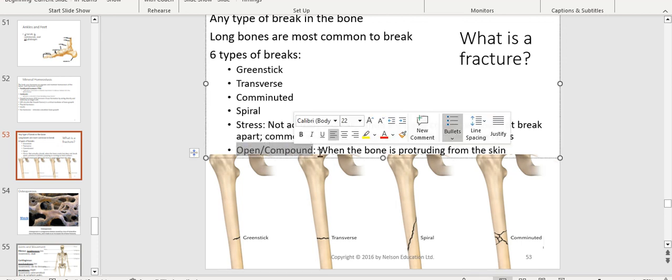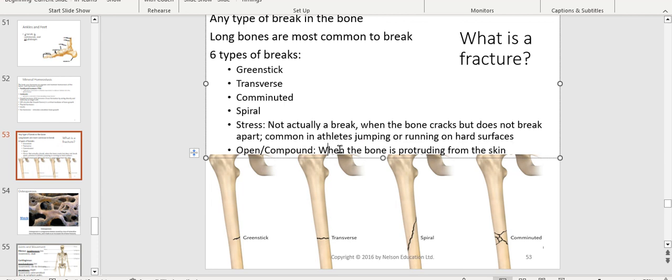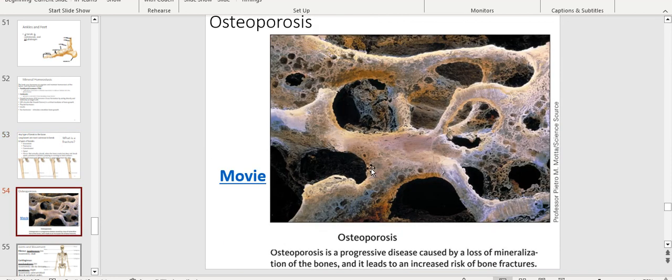There's what we call an open or compound fracture. This is where the bone protrudes through the skin. It's a bad one. Not only are you dealing with the broken bone and internal bleeding, you're now dealing with broken skin, so now you're dealing with possible infection. And since the marrow on the inside of the bone has been exposed through the bone breaking, that infection could get inside the bones. Bad one.